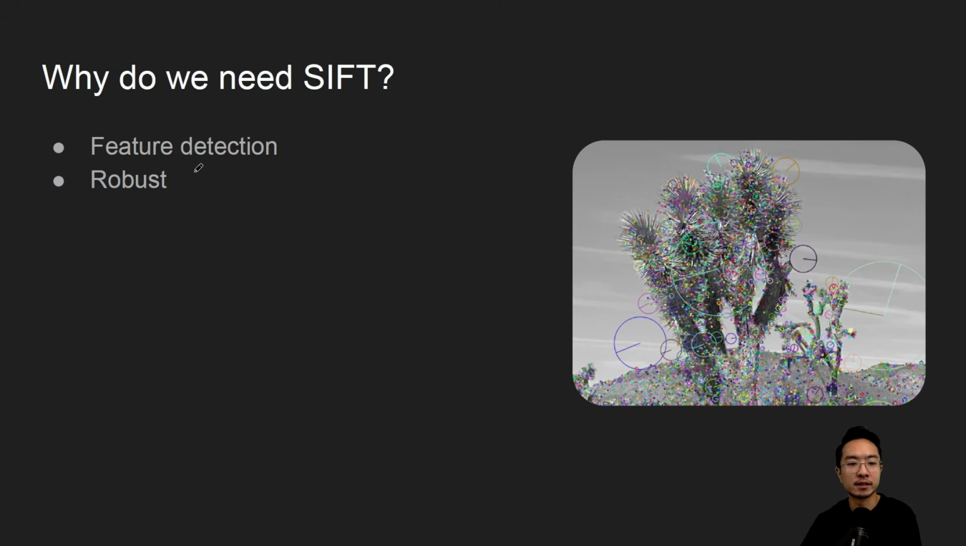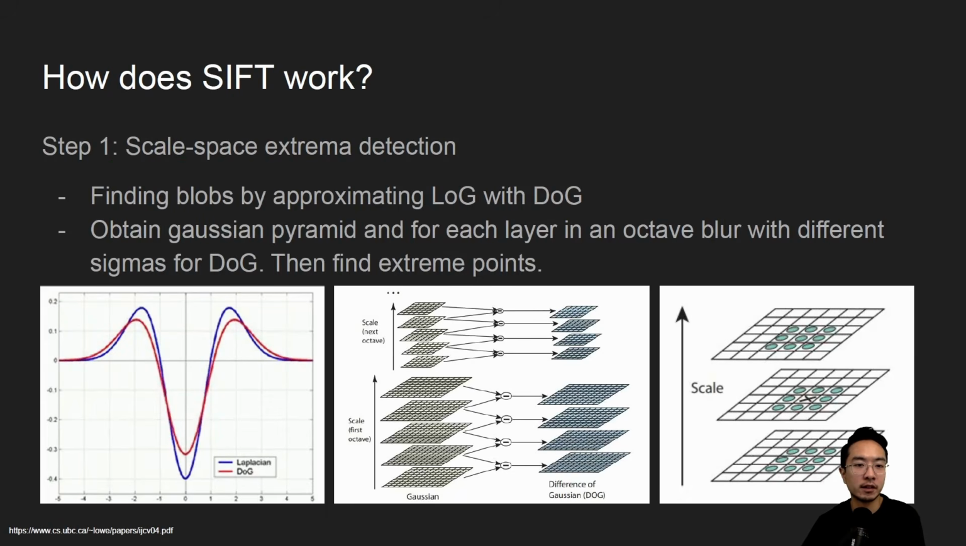So why do we need SIFT? We talked about robustness earlier, so it's kind of inherent in the name. And also just in general for feature detection, which can be used for various purposes such as localization or aligning images together. So how does SIFT work?